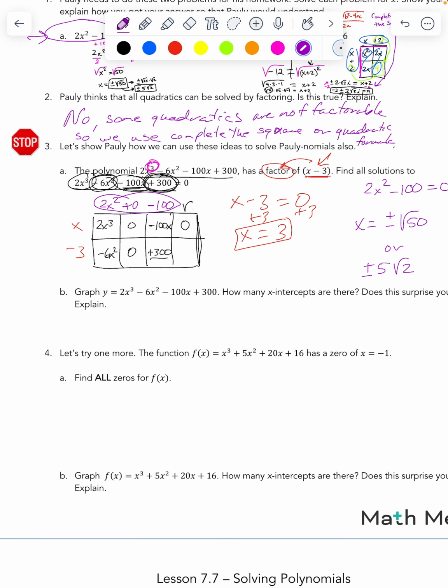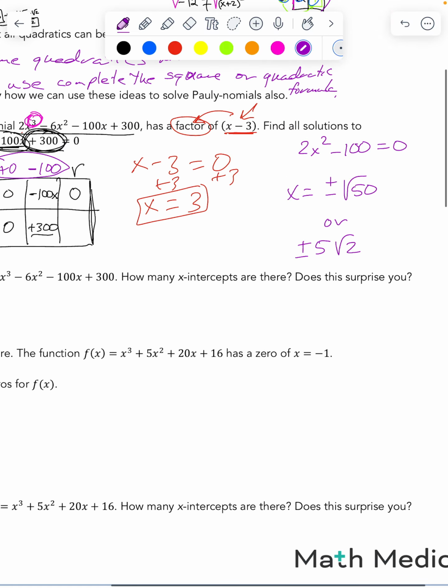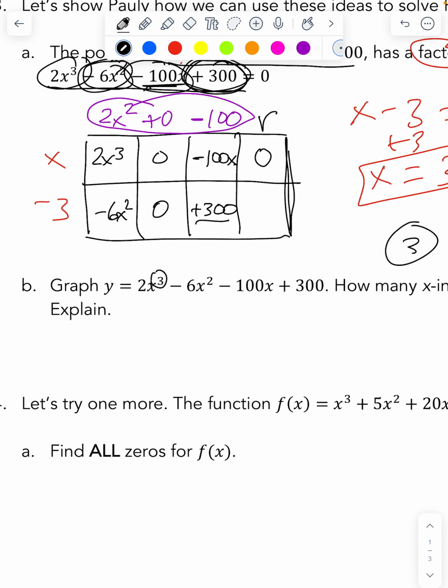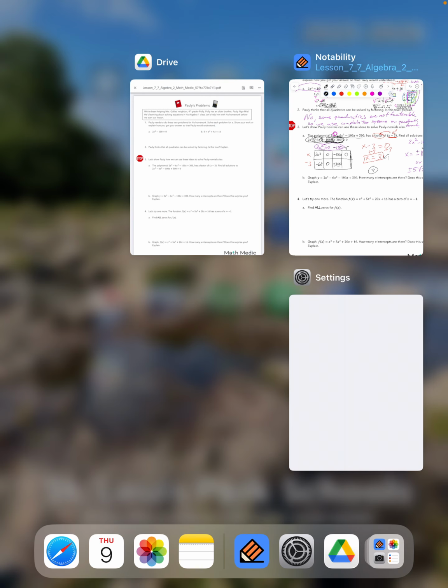It says how many x-intercepts are there? Does this surprise you? Well, to me right now it looks like I have one answer and then there's two more here, so that's 1 plus these two, so it should be a total of 3. And that makes sense because it has degree 3. So we're going to graph it anyway just to take a look and see what that looks like. So I'm going to go into Desmos and type in that 2x to the third minus 6x squared minus 100x.